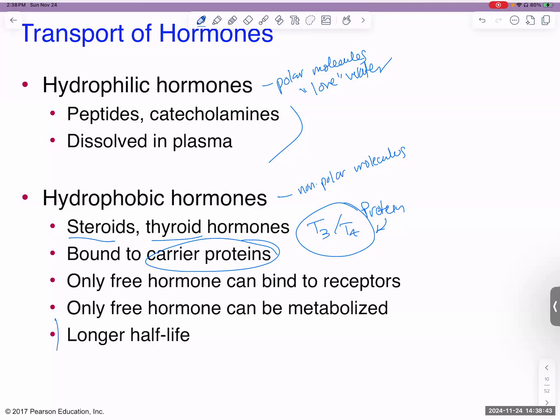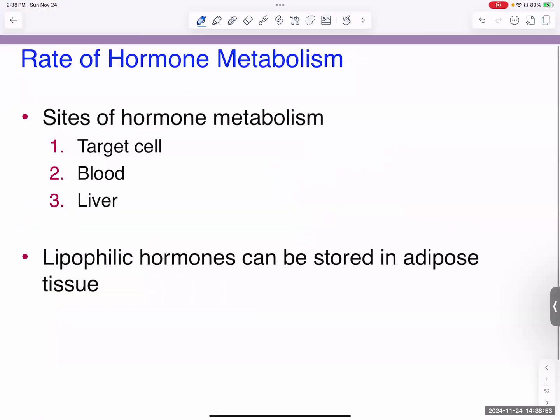And these tend to stick around longer. So they have a longer half-life. They don't get broken down as quickly. And that comes to rate of hormone metabolism. It's like how quickly do those hormones get broken down, or how long are they staying in your blood? And so lipophilic, meaning nonpolar hormones, can be stored in fat tissue or adipose tissue. And so they can stick around a little bit longer.